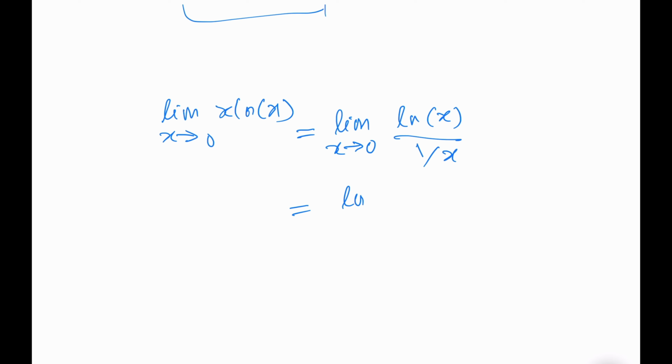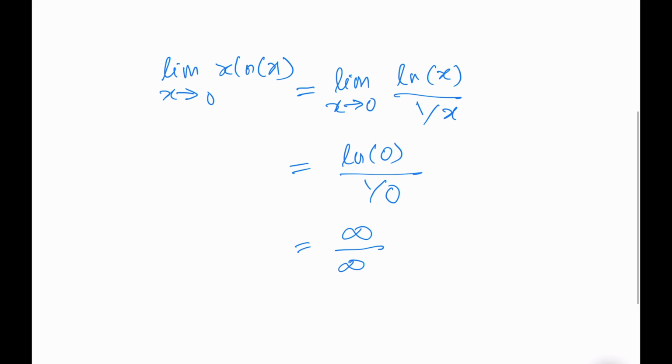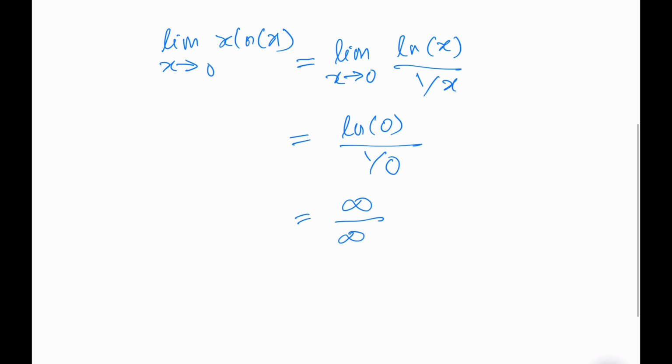You have ln 0 divided by 1 divided by 0. So ln 0 is actually infinity, undefined, while 1 over 0 is also infinity. It looks unsolvable, but as we learned before, L'Hospital's rule can be applied.